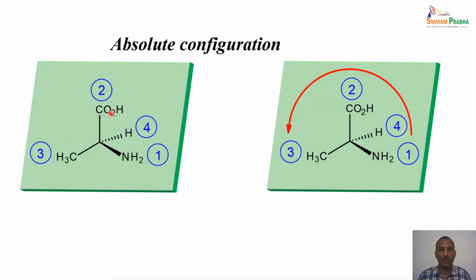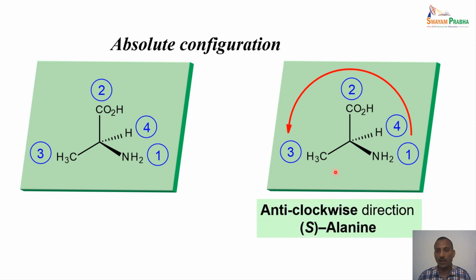So a two-dimensional representation of the same alanine is given here. As we had seen in the three-dimensional one, here the hydrogen is behind. The NH2 group is in the front and the methyl group is on the left, carboxylic acid is on the plane. So since 1, 2, 3 are in the counterclockwise direction, this is called anticlockwise or counterclockwise. So this is the S alanine. That's how we can confirm how to assign R and S configuration.